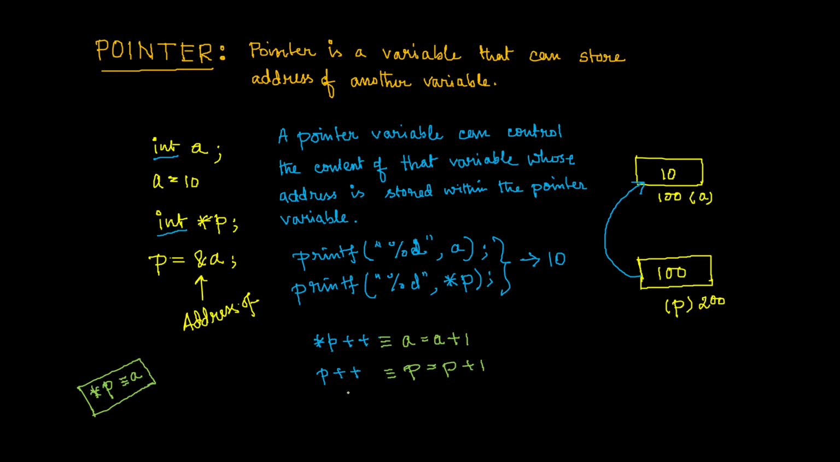That means if you do P plus plus, the content of P itself will increase. Maybe it will become 101 or maybe 102. Now when the content of P becomes 101, naturally P will never point to this variable A, because the address of this variable A is 100.